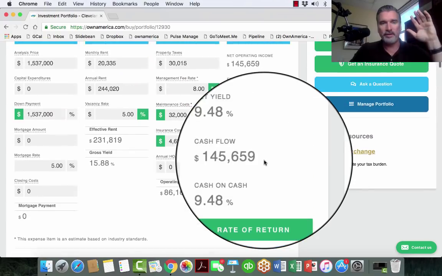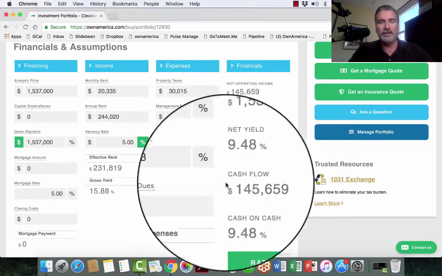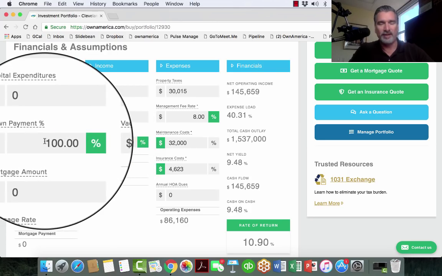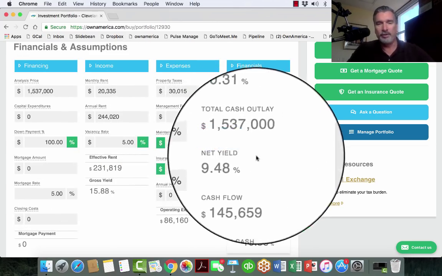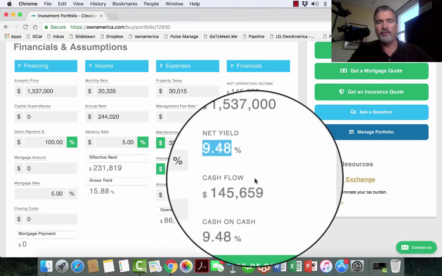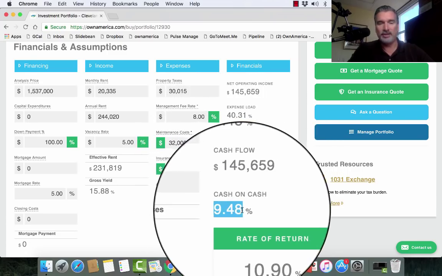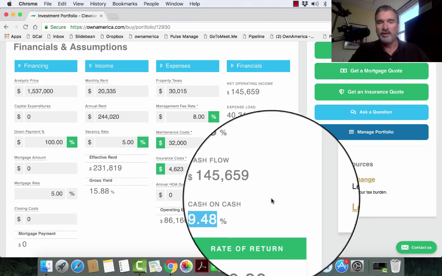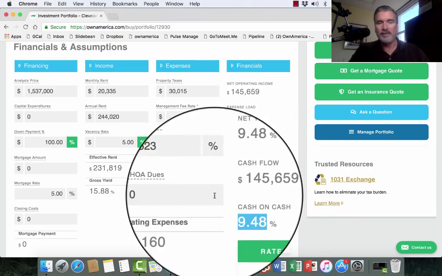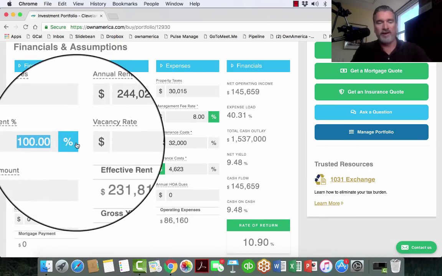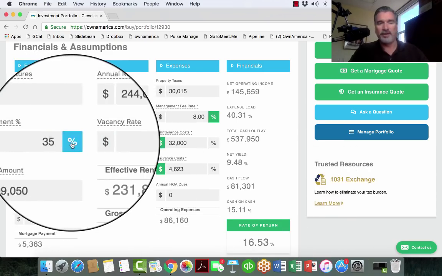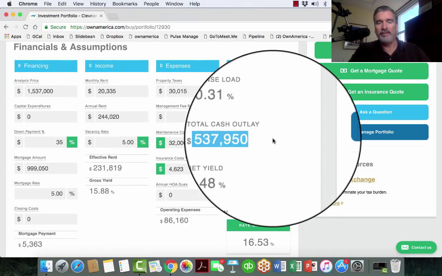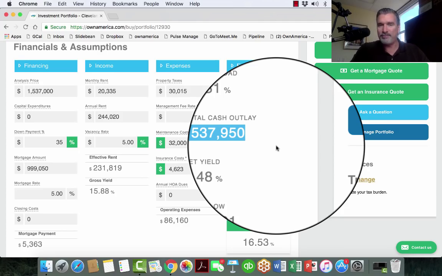One last very quick thing that's great about the visualizer: I don't have any debt on this right now, but let me go to my down payment and say that I'm going to put a 35% down payment. Before I do, point of comparison, my net yield of 9.48 is of course identical to my cash on cash return because this calculator is set to assume it was an all cash purchase. So my NOI and my cash flow are the same, but not for long because I'm going to put in a 35% down payment, 65% LTV. And what I see now is that I've only outlaid $538,000 in cash to buy this.